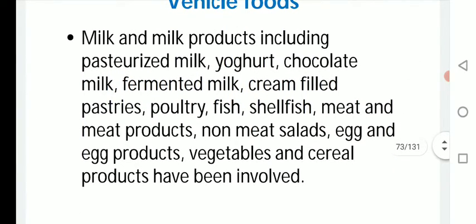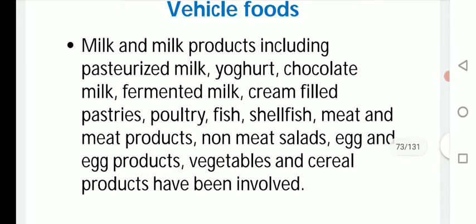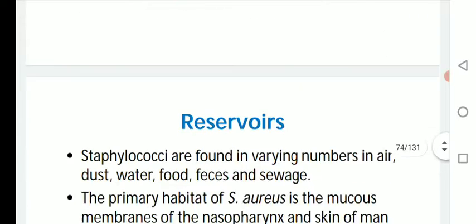Then vehicles for contamination of these intoxications. Milk and milk products including pasteurized milk, yogurt, chocolate milk, fermented milk and cream filled pastries, then poultry, fish and shellfish, meat and meat products, non-meat salads, egg and egg products, and different types of vegetables and cereal products have been involved. So these are all sources through which Staphylococcus aureus may contaminate foods.